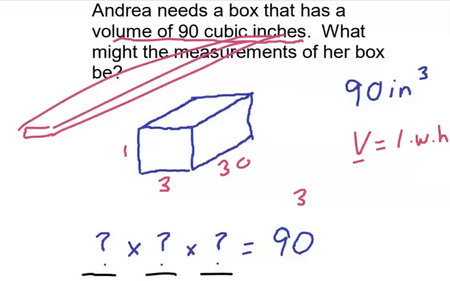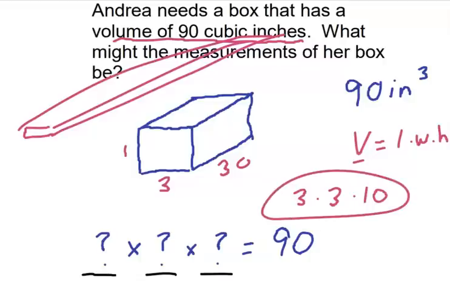All right, and then you could also do 2 by 1 by 15. Okay, those are all possibilities. But probably the most reasonable one is going to be the 3 by 3 by 10. Okay, that box would look a little more like that. So it would be 3 by 3 by 10. I think that's going to be the most reasonable one. All right, so anyway, there's our answer. So these are the measurements of the box to get 90 inches cubed.